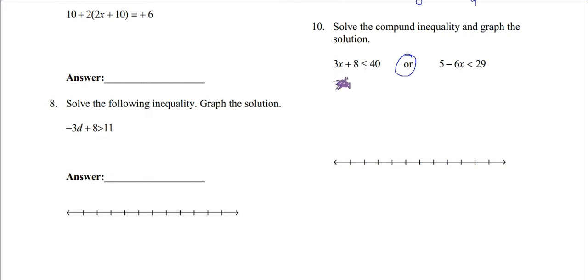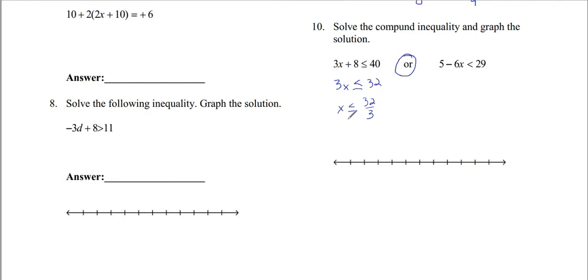So we'll subtract 8 from both sides on this one. 3x is less than or equal to 32. Interesting. So I divide by 3 on both sides, and x is less than or equal to 32 divided by 3. Which does not work out well, but that is about 10 and 2/3, or some might say it's exactly 10 and 2/3. Let's solve this guy here.